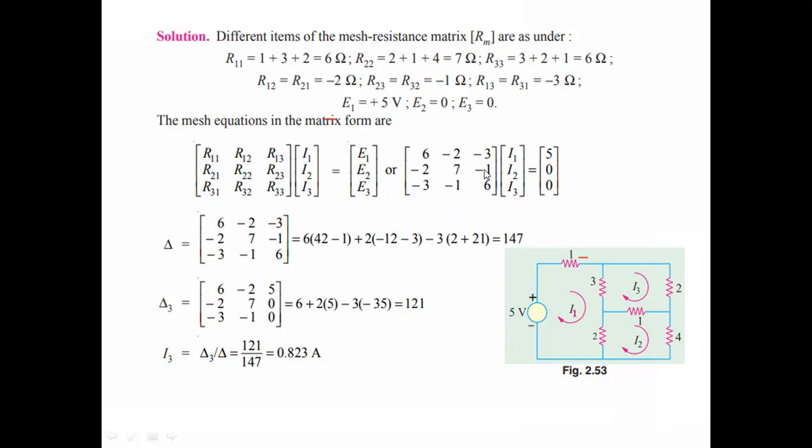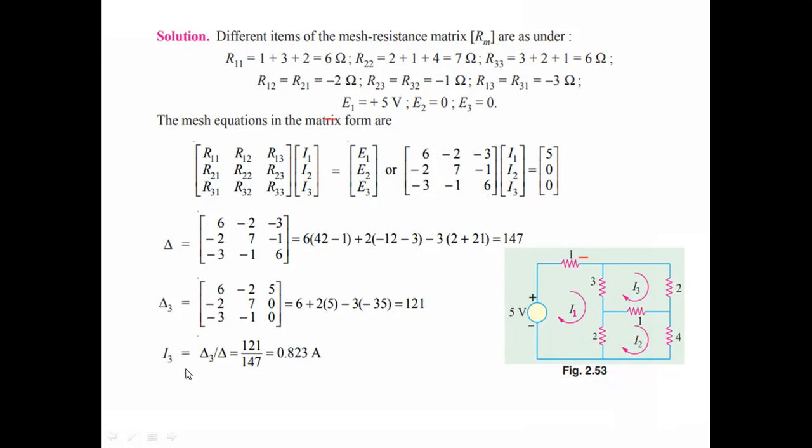So this matrix will be formed as a delta. From this delta we can find out the determinant value, it is producing 147. Here we have to find out the current I3.